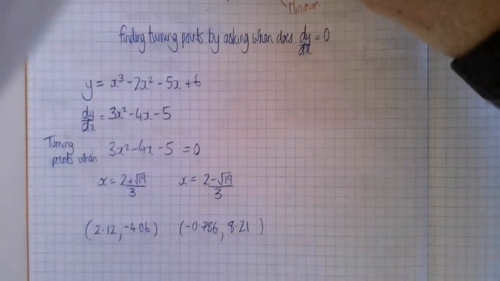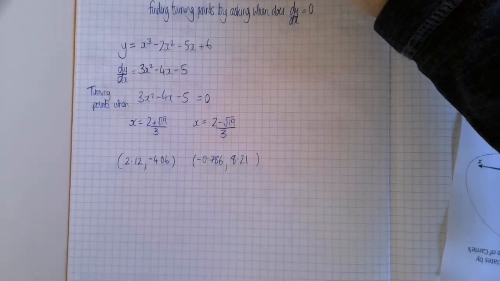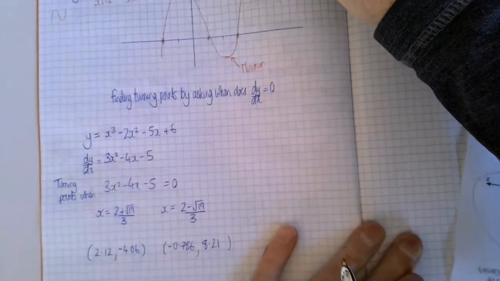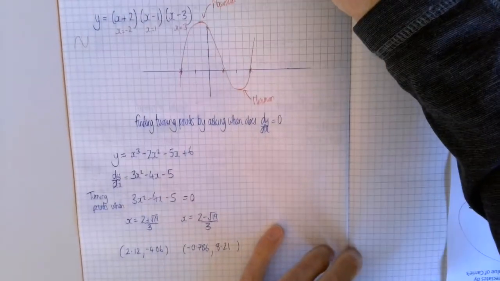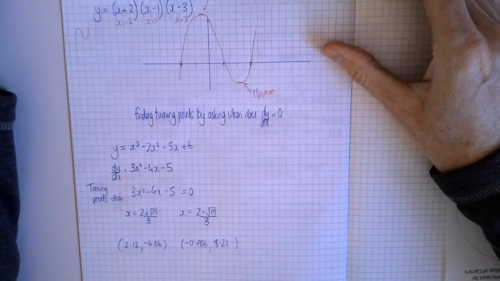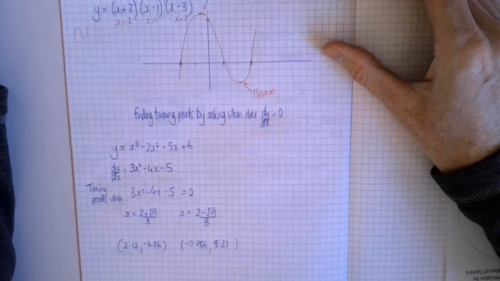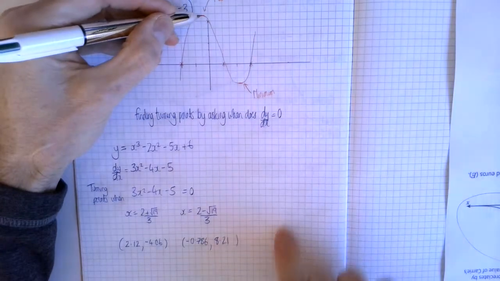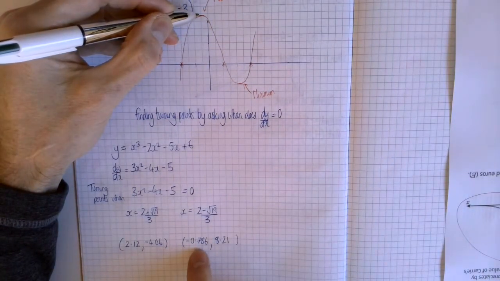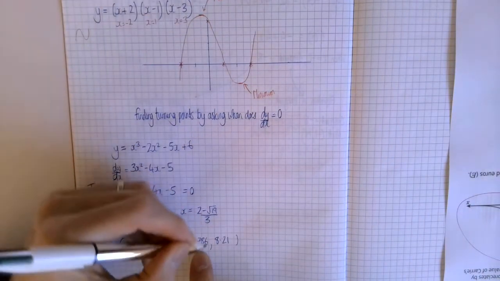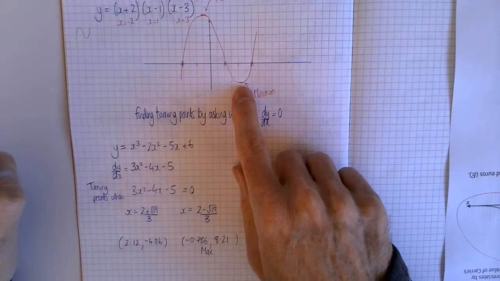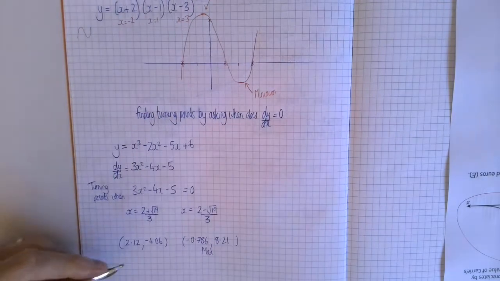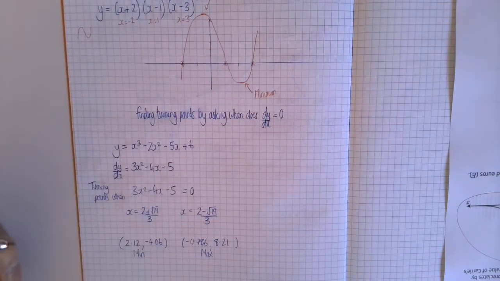And if I zoom out and look at that in the context of the original sketch, can't quite zoom out far enough, sadly. Let's try that. Focus. Then, okay, so this point here must be that one. So this is my maximum point here, and this point here must be that one. That's my minimum point there.